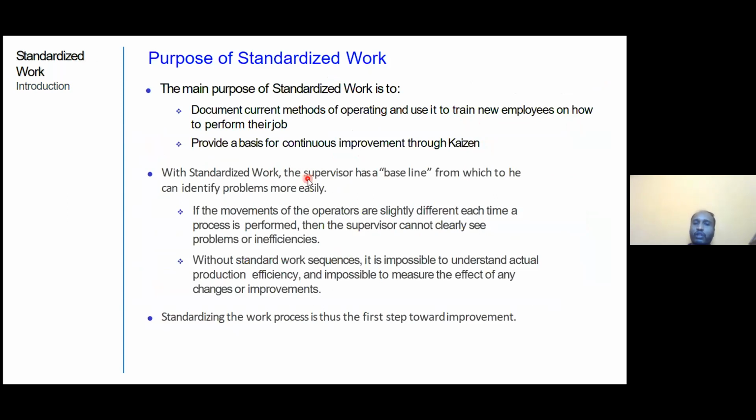Also, one thing we have to look out for: once we standardize the document, we have to review it frequently. Only on each and every review are we able to fine tune the document. Then only can we achieve the improvement.